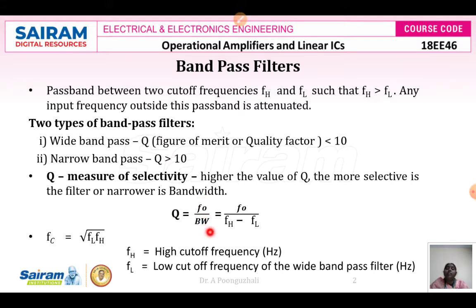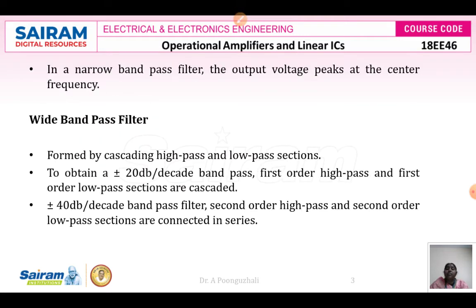F0 is the central frequency, so Q is the central frequency divided by bandwidth. Bandwidth is FH minus FL. The center frequency can be called F0 or FC. FC is the square root of FH times FL, which is equivalent to F0, where FH is the high cutoff frequency and FL is the low cutoff frequency of the band pass filter. In the narrow band pass filter, the output voltage peaks at the center frequency.